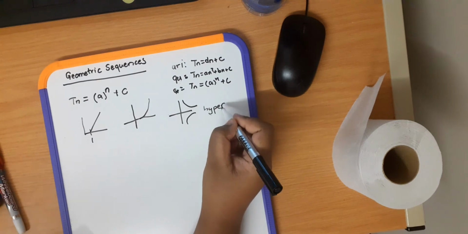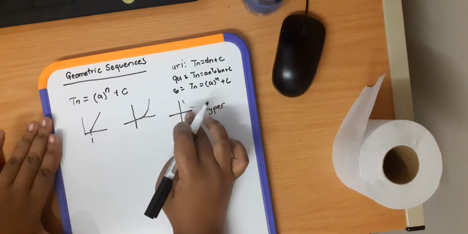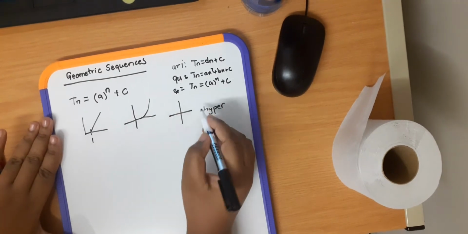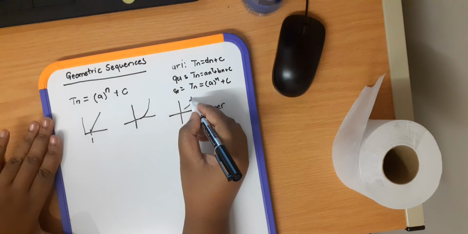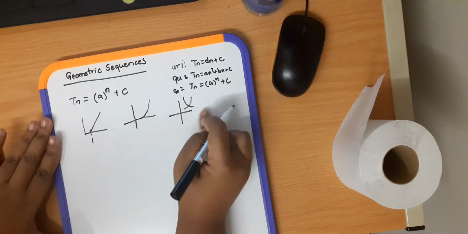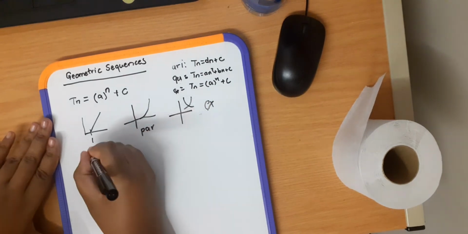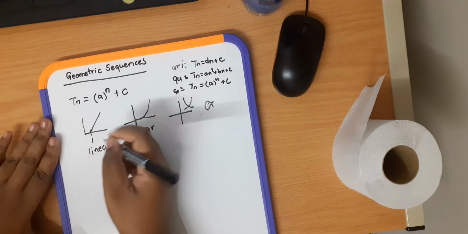Is it a hyperbola? No, not a hyperbola. I'm sorry. Exponential. Yeah, it's something like that. I don't know. Let's call it exponential. This one is a parabola, and this one is linear, or a straight line.